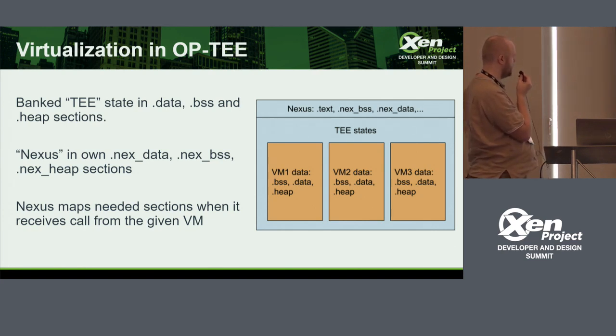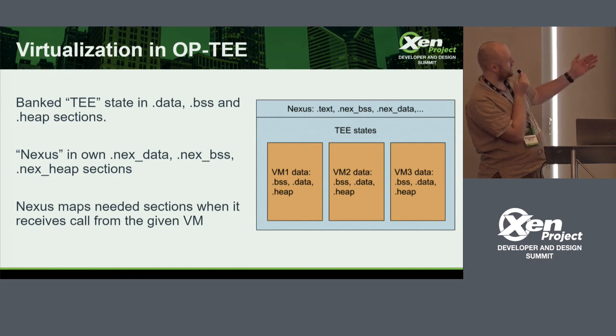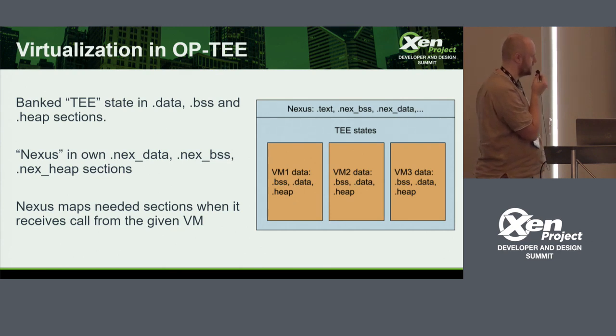Actually, we can move all global state of a TE kernel into open sections in memory, and then we can have multiple sections for each virtual machine state. And then when we are receiving a call from some VM, we can map sections for that virtual machine into TE address space, and basically that's all.